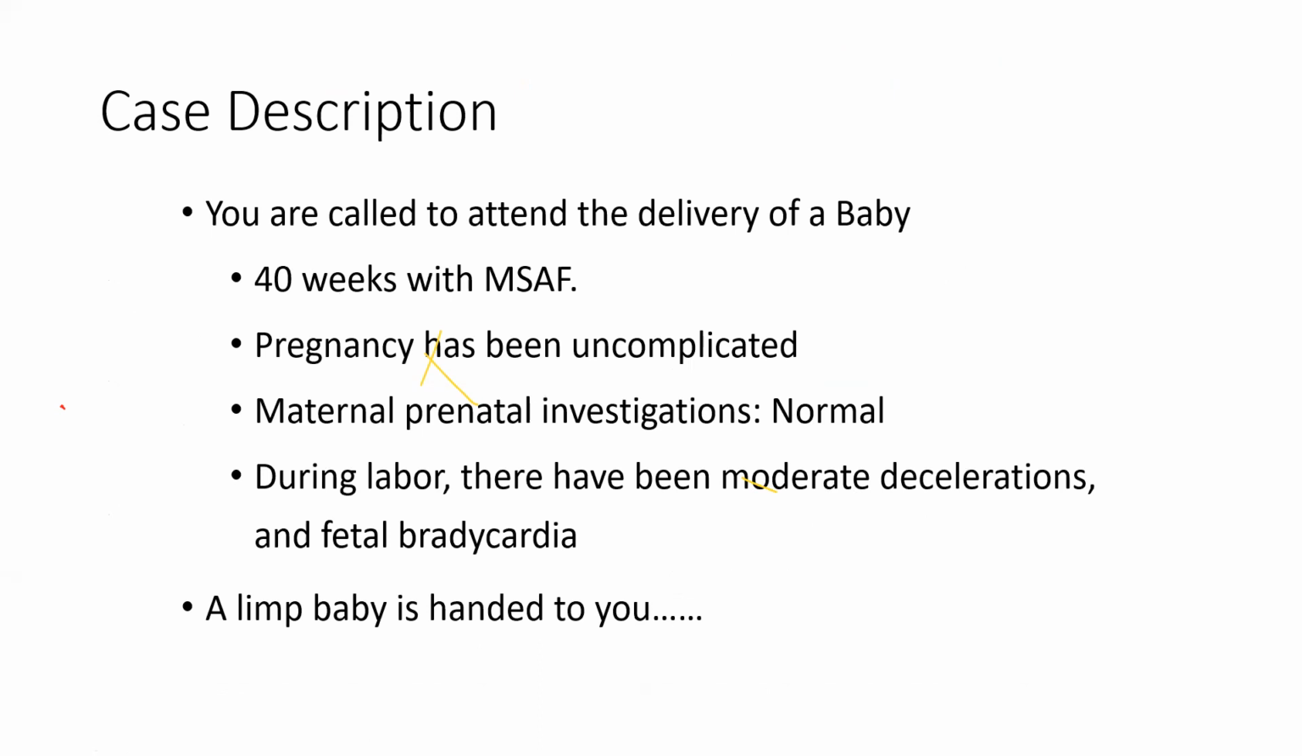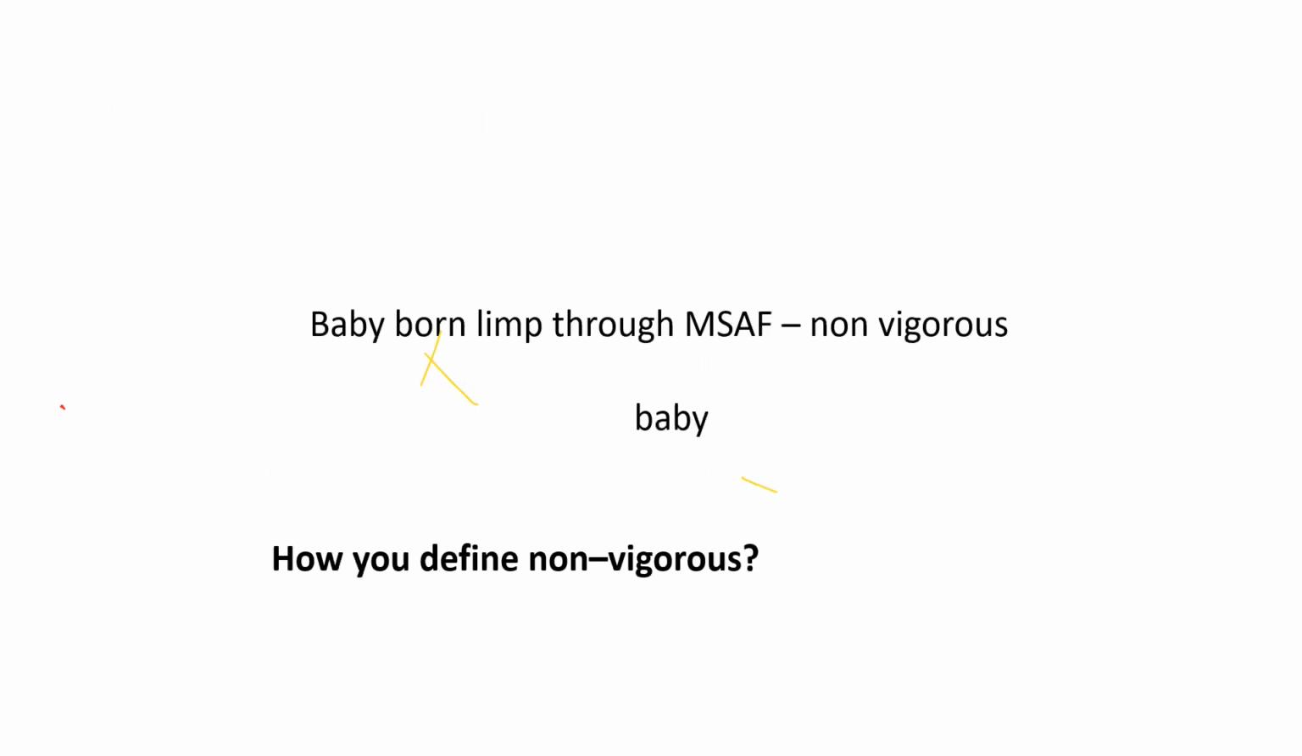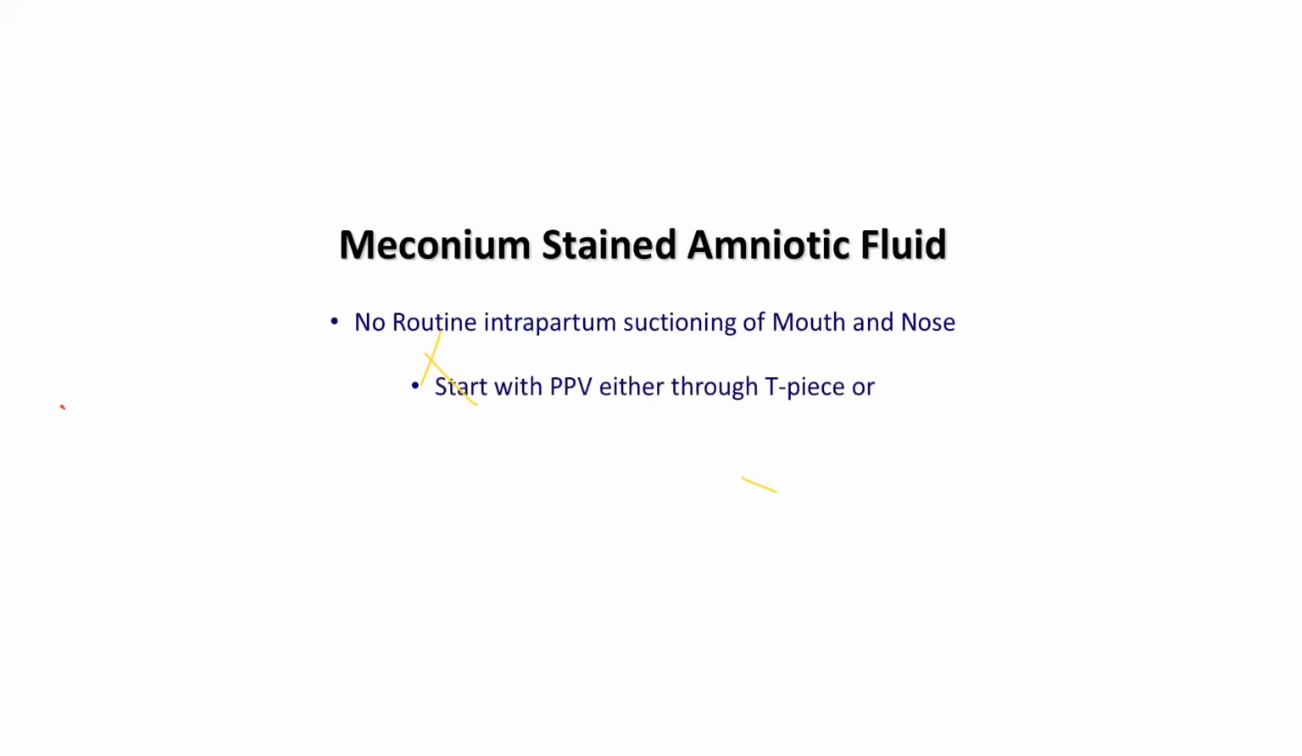So a case of a 40 weeks mother with meconium-stained amniotic fluid, and the pregnancy was uncomplicated. Maternal and antenatal investigations were normal. Mother went into labor with evidence of fetal distress. The baby delivered is limp and is handed to you. So in the delivery room, we have to define whether the baby is non-vigorous or vigorous. So obviously the baby is limp, it is non-vigorous.